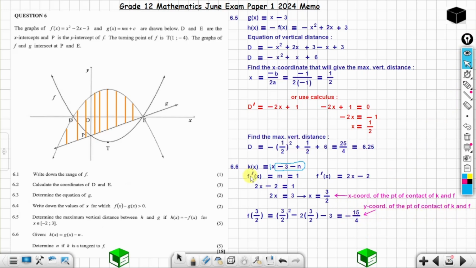K of x is y equal to x minus 3 minus n. Now you can find n. N is equal to 9 over 4. In decimal, this is 2.25. So we have n, okay?